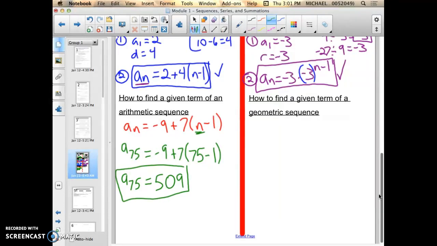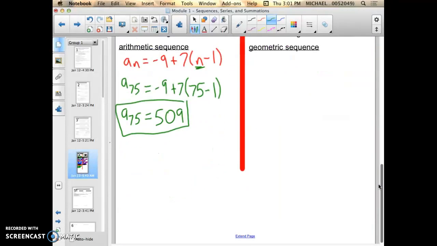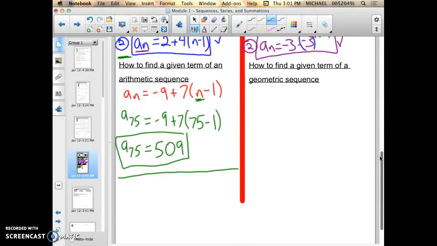So I want you then to use the explicit formula you found in your you do problem. Please write this down: a sub n equals 2 plus 4 times n minus 1. You're going to use that formula, and I want you again to find the 75th term in this sequence. So I want you to find a sub 75. Go ahead and pause the video and try that on your own.